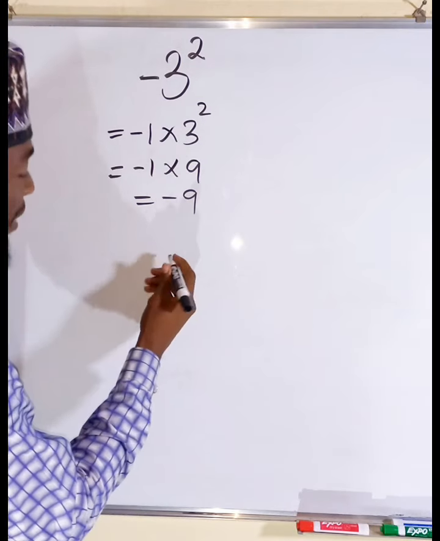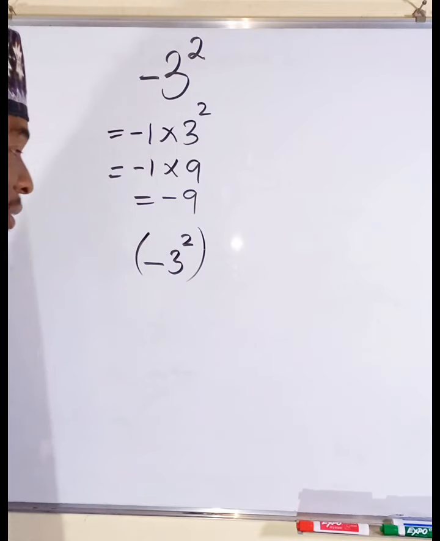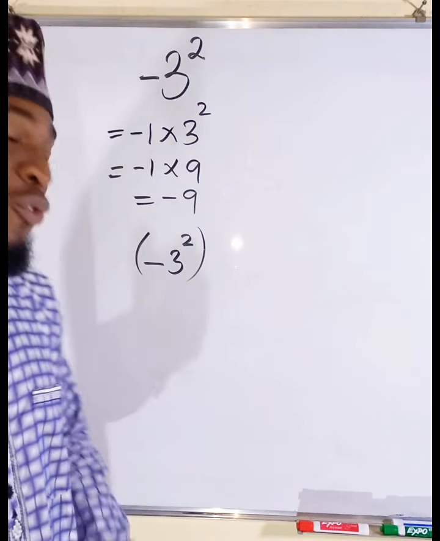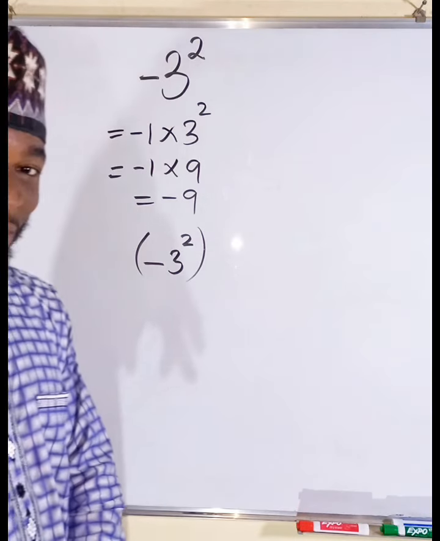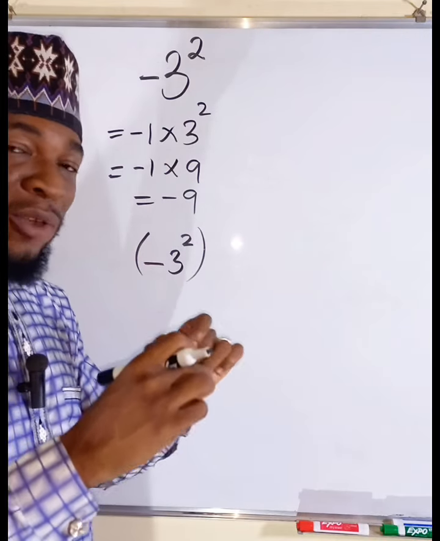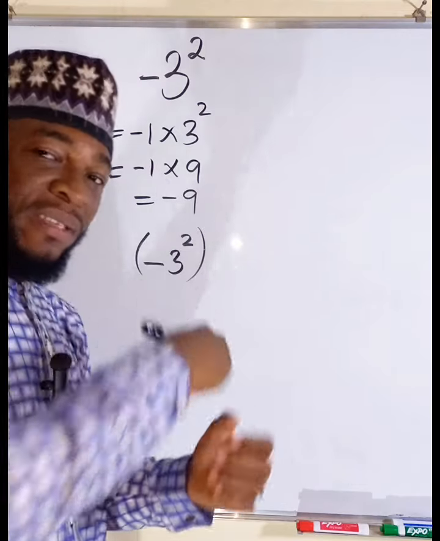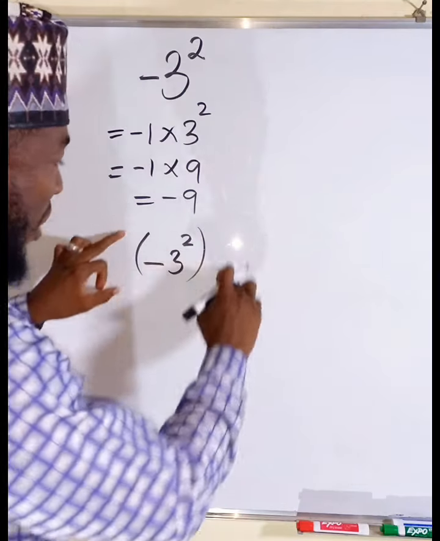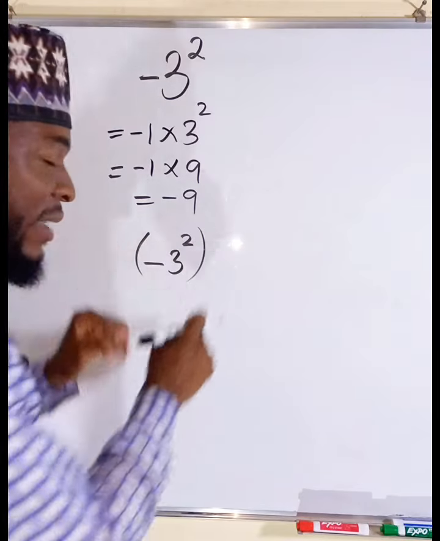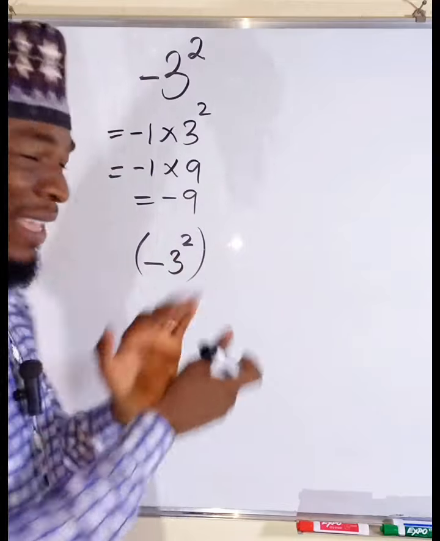What if we have negative 3 squared, but with a bracket or parenthesis like this? You should know that this parenthesis is useless, because it's only when you have a value outside the parenthesis that it will affect everything inside that parenthesis. So we don't have any number, we don't have any exponent. So this parenthesis is useless, please.